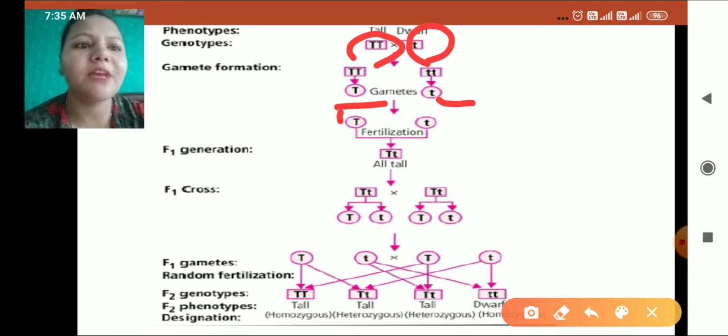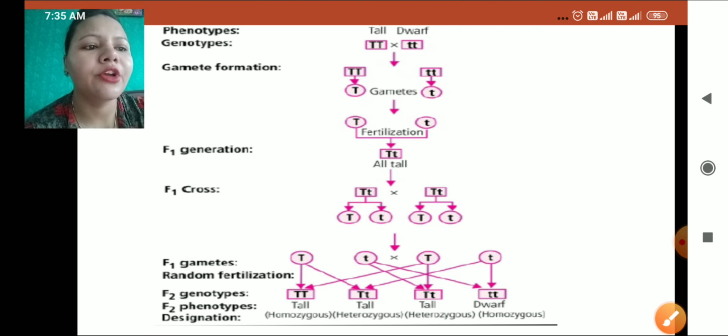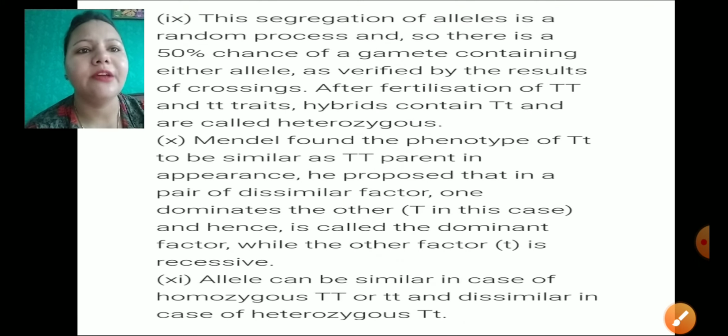Then gametes are produced. When these two plants with these types of gametes, capital T and small t, are crossed, we have the F1 generation, that is capital T, small t. When this F1 generation is selfed, we have capital T, small t and capital T, small t again as gametes. When these four gametes are crossed together, we have the F2 generation, and in the F2 generation we have three tall plants and one plant is dwarf. So we have a total of 4 combinations here.